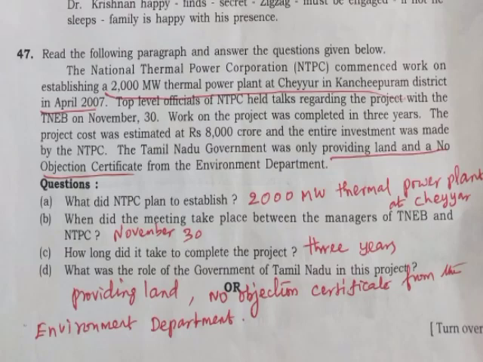November 30. For third question, how long did it take to complete the project? 3 years. Fourth question, what was the role of the government of Tamil Nadu in this project? The role of the government was only providing land and no objection certificate from the Environment Department.